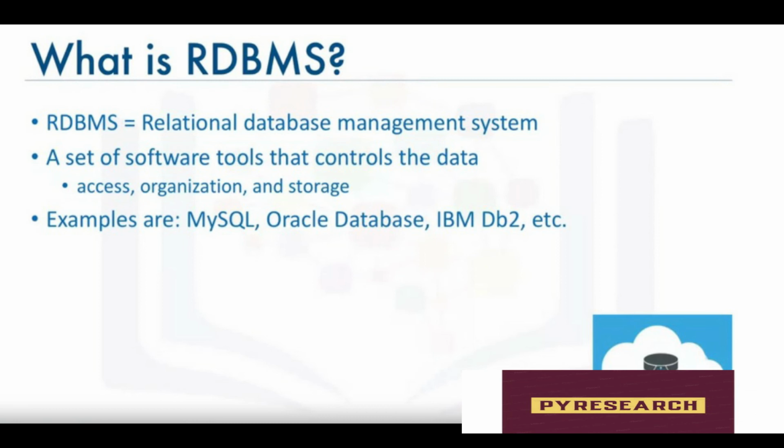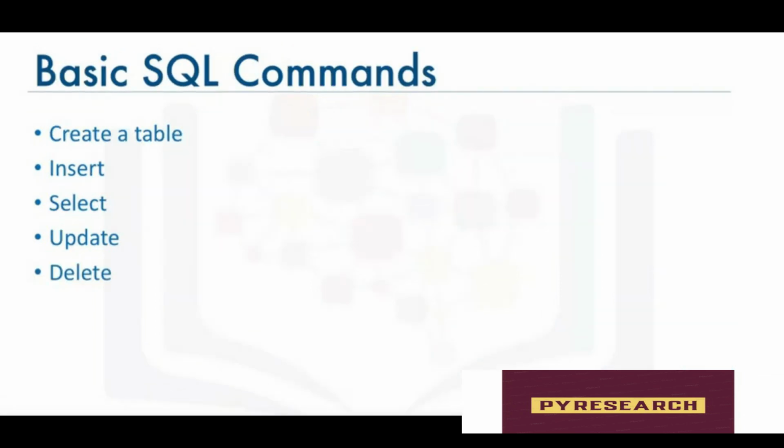For the majority of people using a database, there are 5 simple commands: create a table, insert data to populate the table, select data from the table, update data in the table, and delete data from the table. So those are the building blocks for SQL for data science.